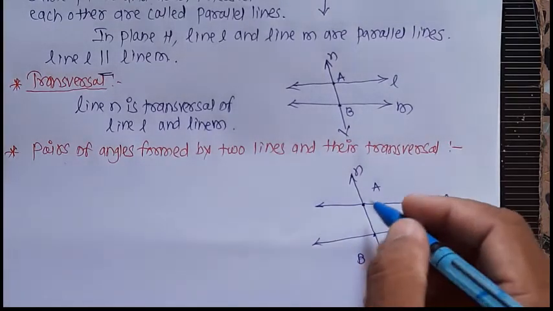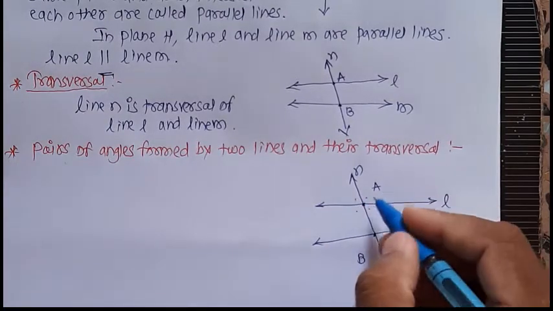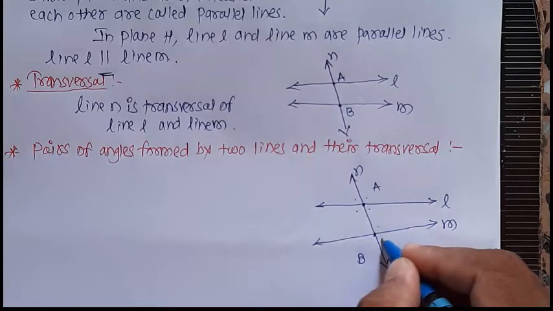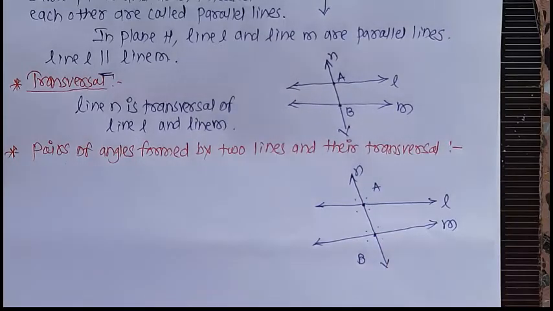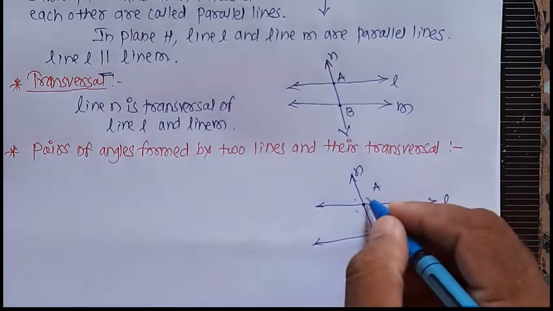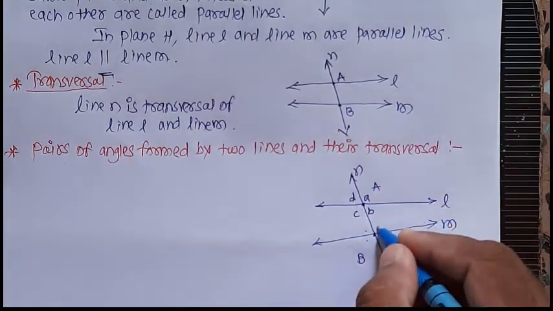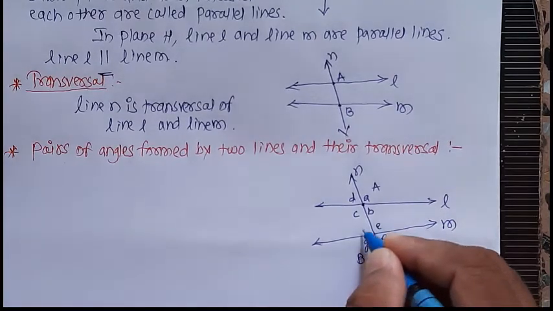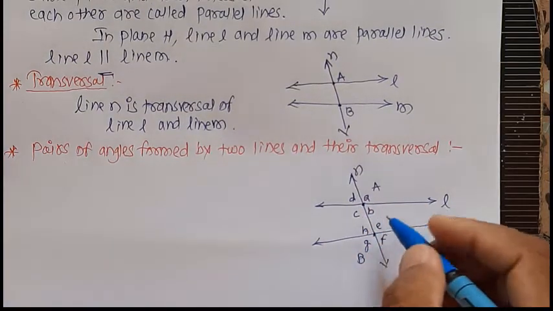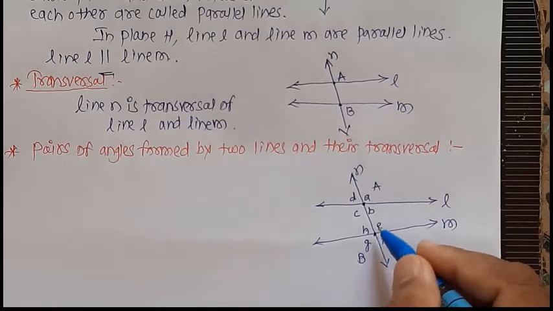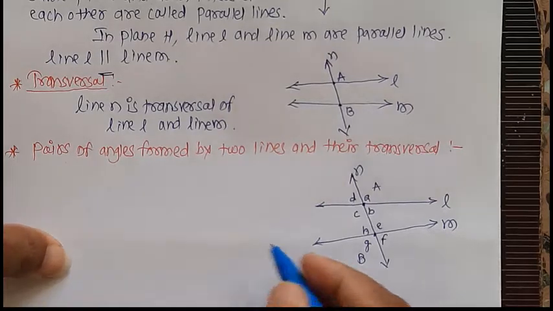Due to the transversal, at point A four angles are formed, and at point B also four angles are formed. So a total of 8 angles are formed due to the transversal of the given two lines, namely A, B, C, D and E, F, G, H. We take the angles in clockwise direction, so ABCD at point A and EFGH at point B. So how many angles are formed in total? 8 angles are formed.